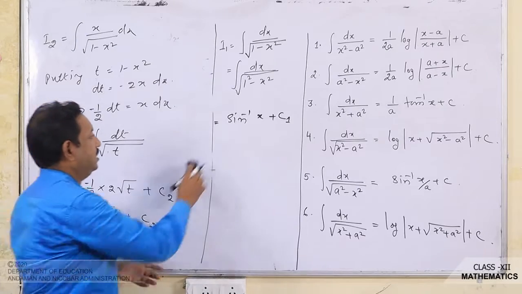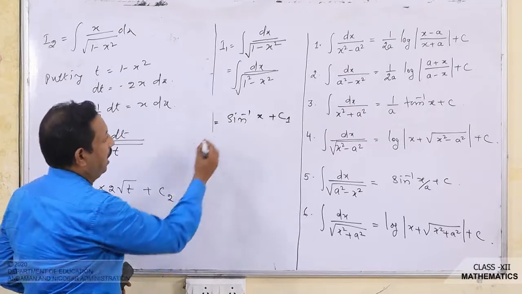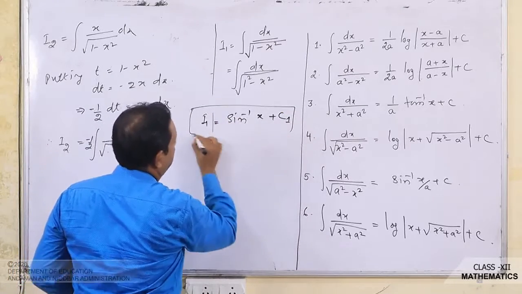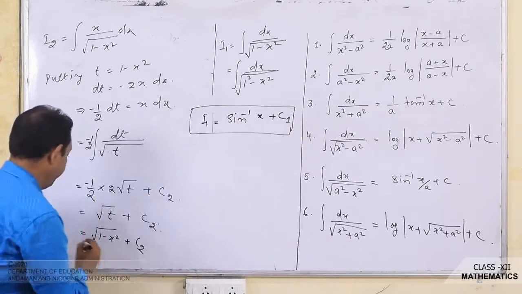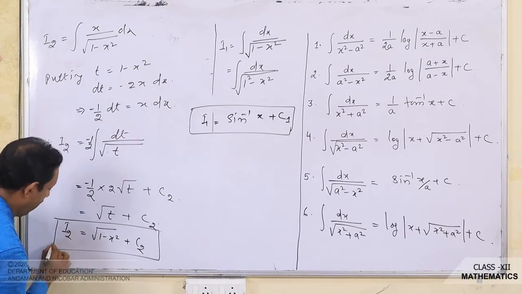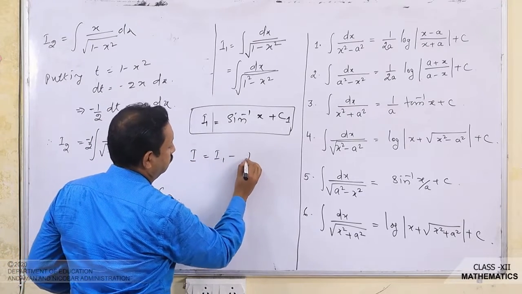So now we are at the stage to give the final answer of this question. So that means this part is our I1, and this part is the I2. So our I was I equal to I1 minus I2.